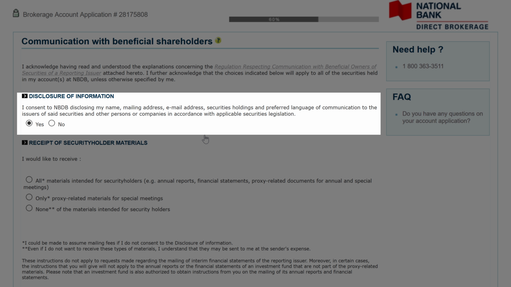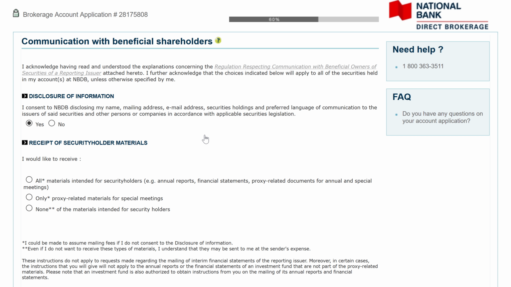The Communication with Beneficial Shareholders section allows us to obtain your permission to share your personal information with the companies in which you invest. These companies will be able to send you, if you wish, the material intended for security holders. When you invest in publicly traded companies, you have the option of receiving all security holder documentation, such as financial statements. Please note that most documents are available on the company's website.